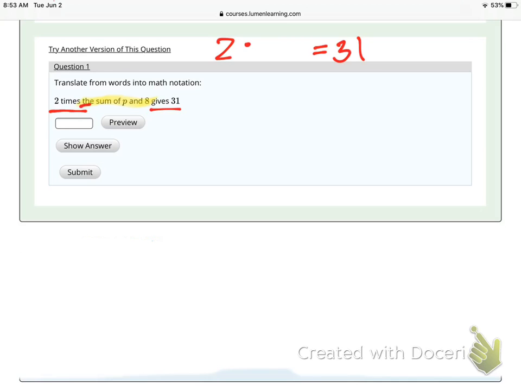Now, whenever we see the word the, by the way, whenever we're seeing 2 different things, we automatically know those things are going to be in parentheses because those are different. So those 2 times the is going to be in its own little parentheses section right there because we have to deal with that first, in a sense. So what does the sum of P and 8 look like?